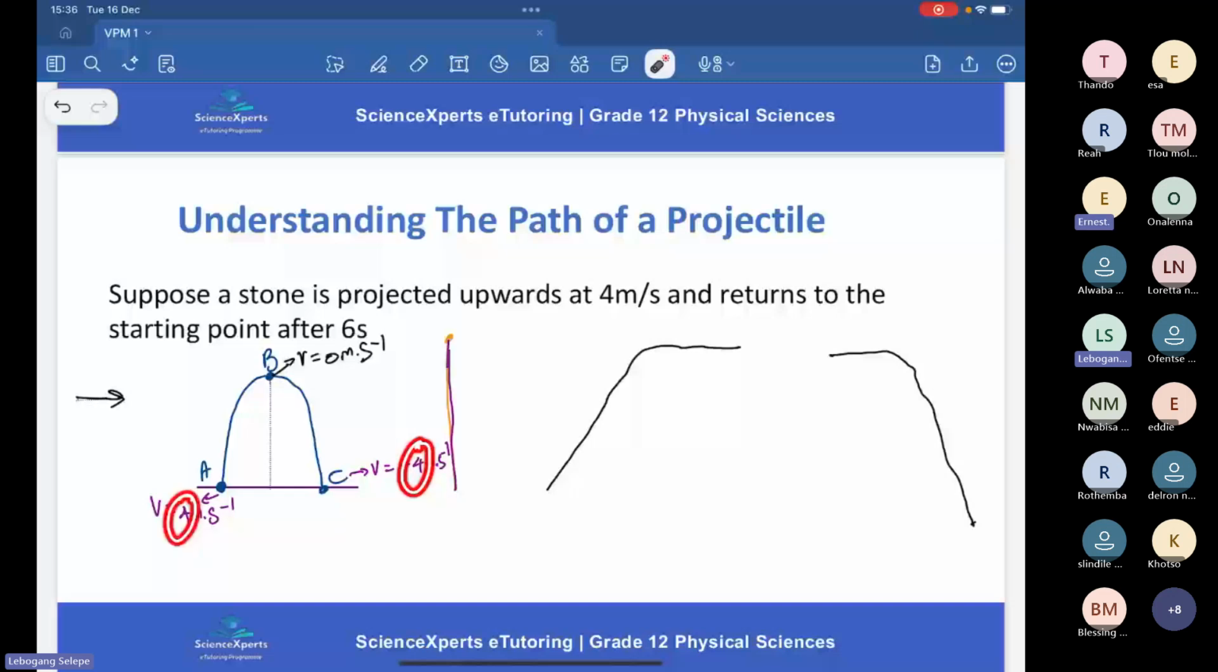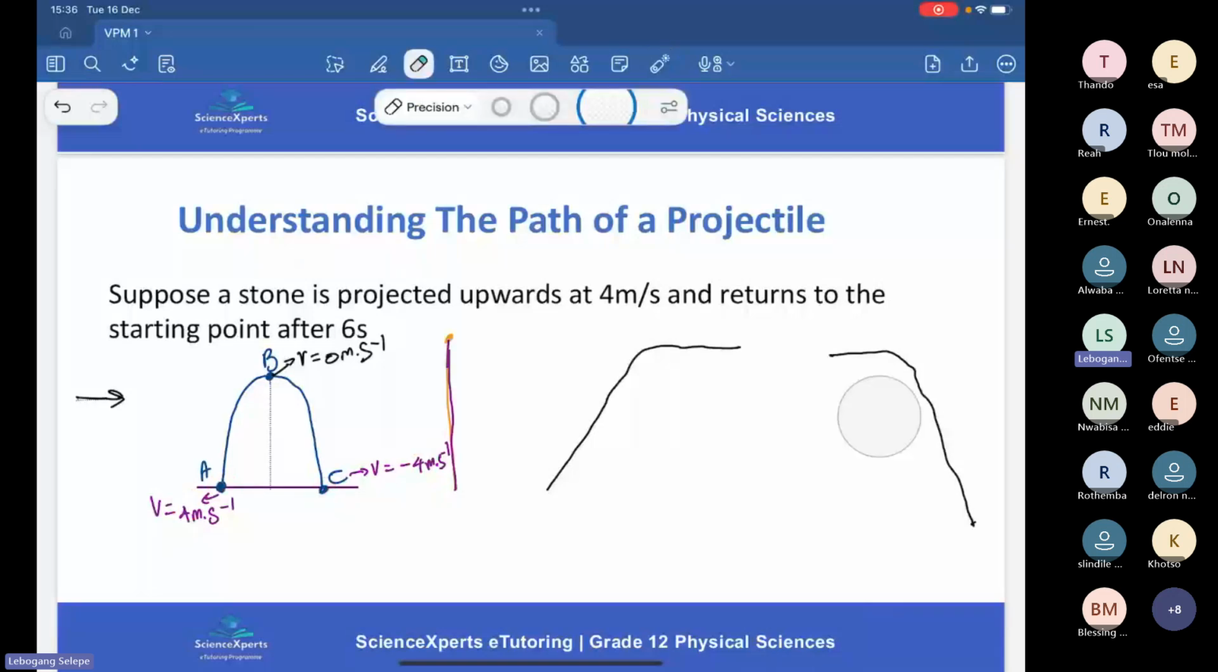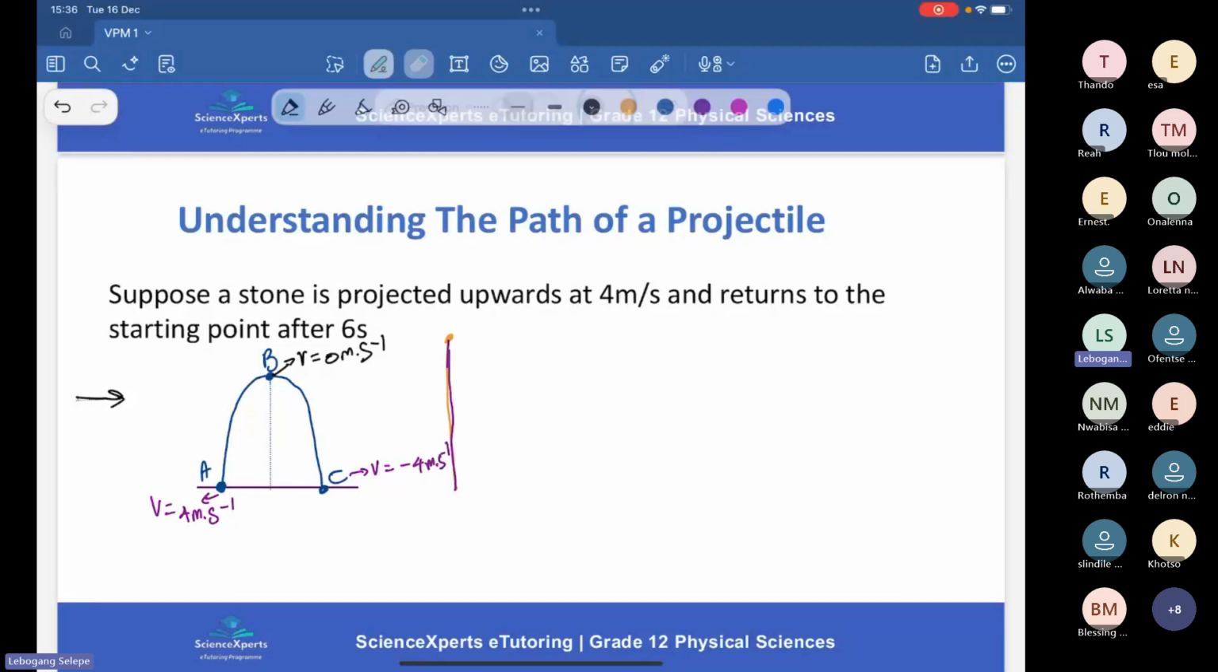That is why I'm saying that at A and C, the objects were moving at the same speed. Let's put it that way. They are moving at the same speed, but in opposite directions, right? All right. Yes, sir. So we are all on the same page, right?